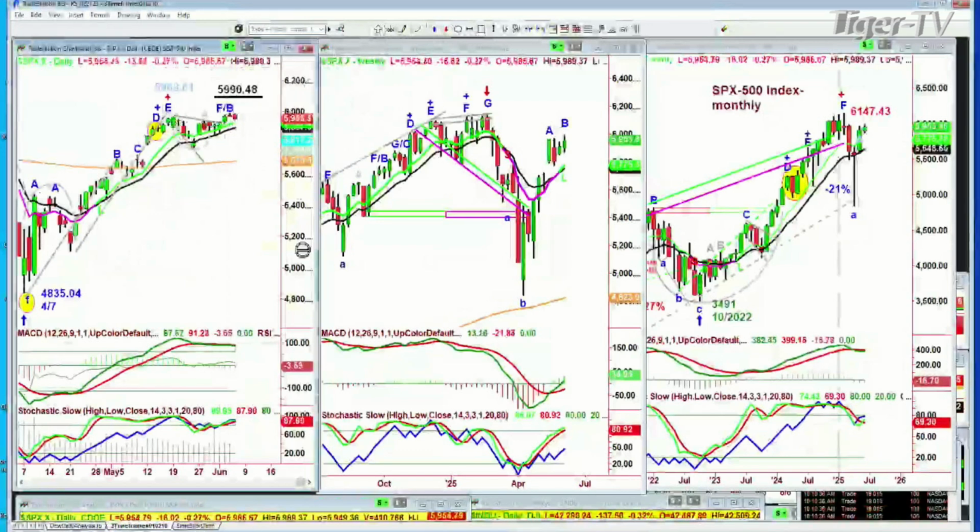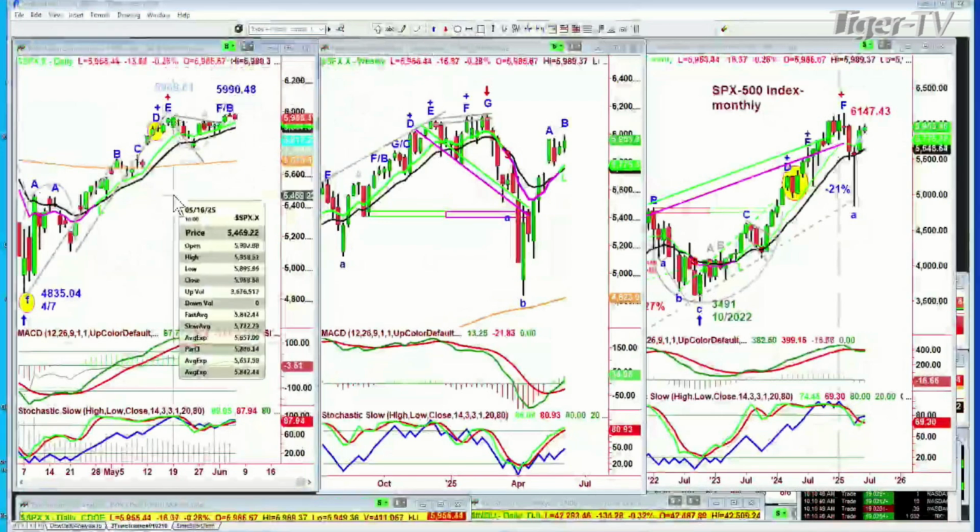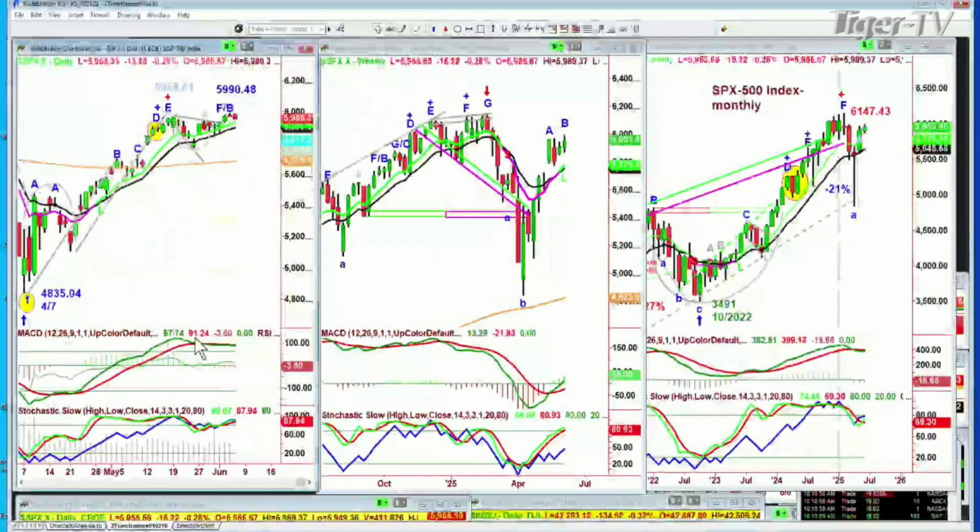And look, at this particular point, that high that was made on the 19th of May had a very strong MACD, strong stochastic, strong unbalanced volume. The relative strength index was strong, and now all of them are weak except the strength in the 914.